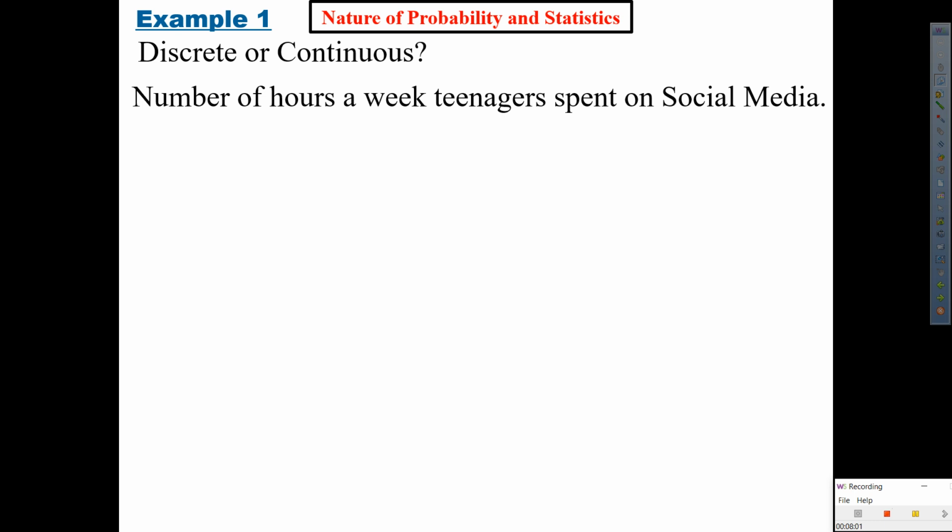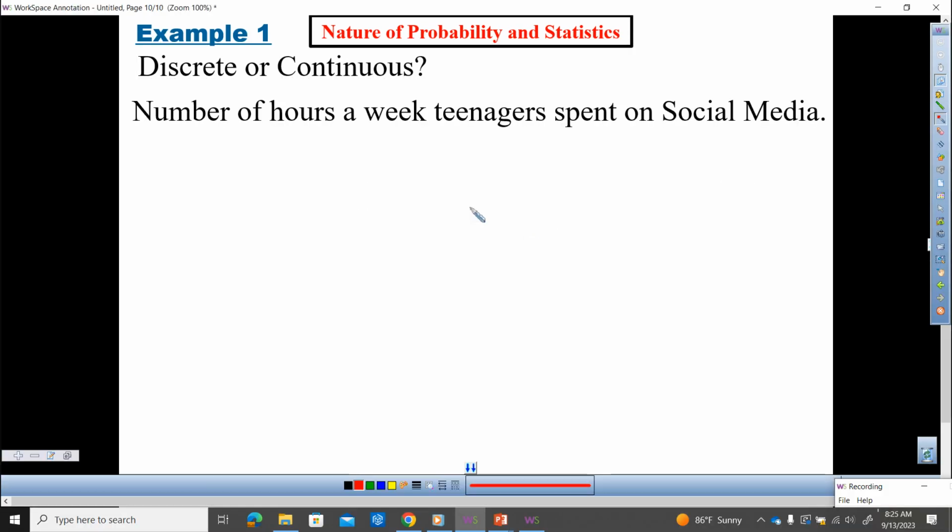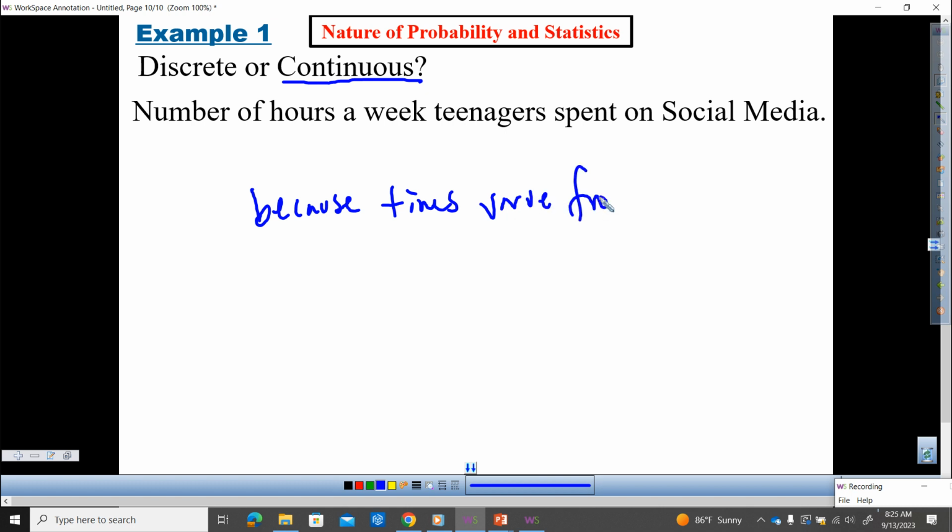So copy that one, please. Example number 1. Number of hours a week teenagers spend on social media. So underline continuous or write continuous, because times vary from teen to teen.